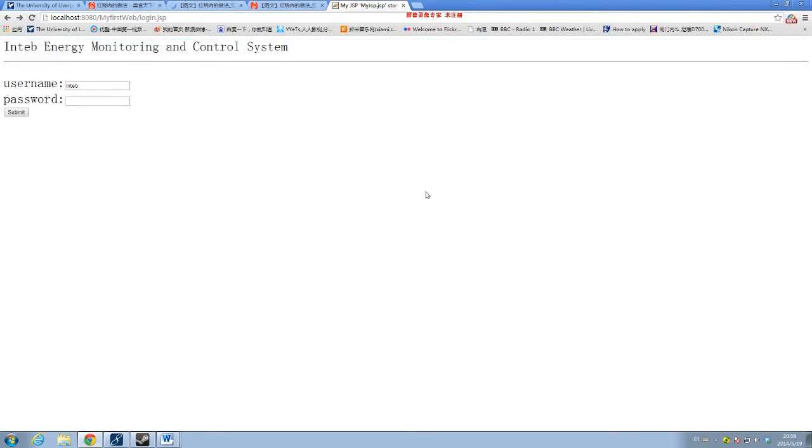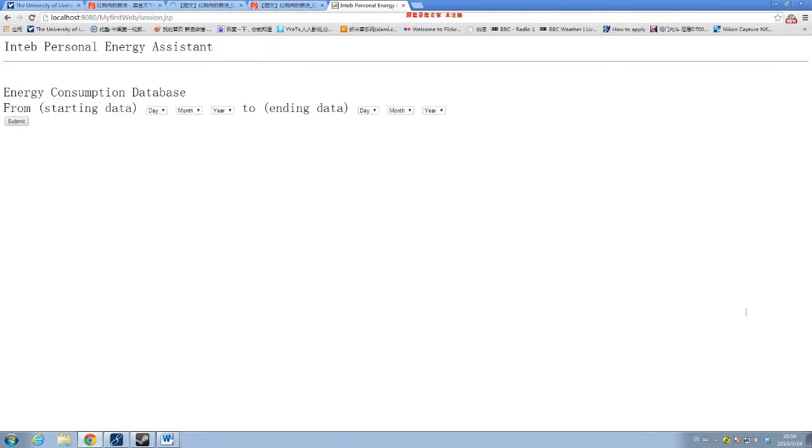So in the homepage, the most important function is to allow users to set up their account and also to log into their account. So here we go. We enter our username and password. Once we click on submit, it goes to the next page. It's called the INTEB Personal Energy Assistant, which allows users to access their energy consumption database.